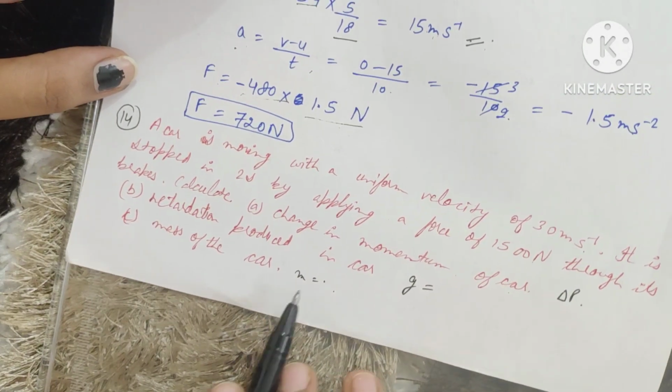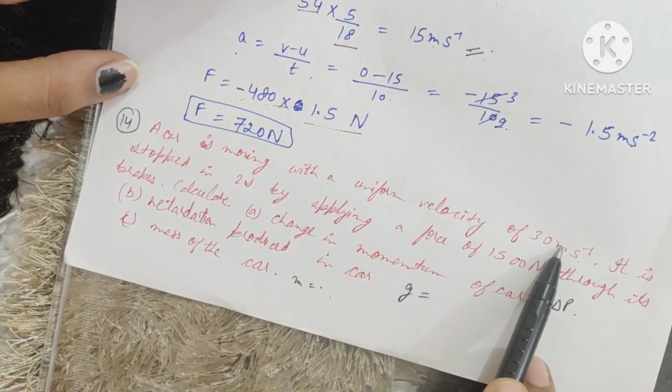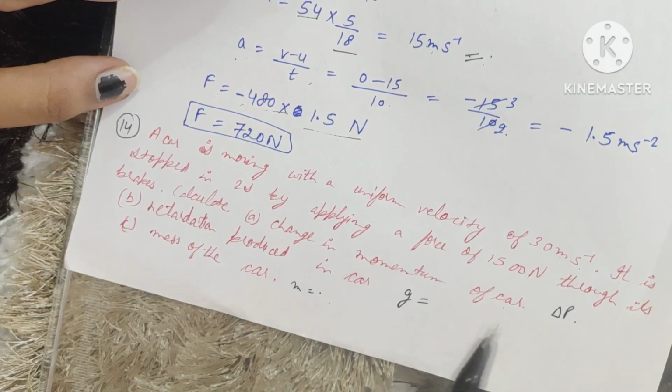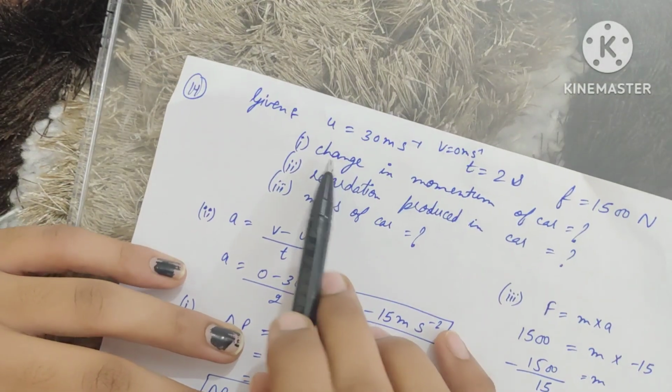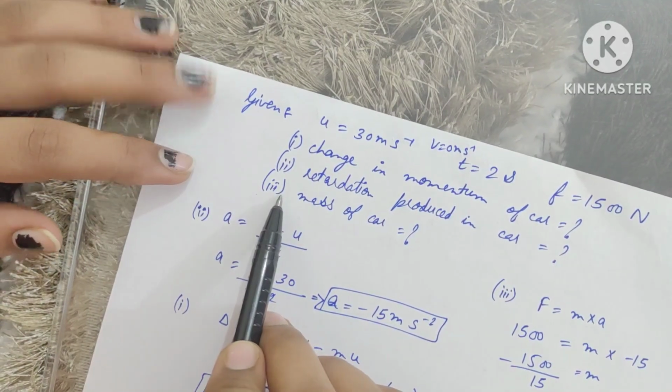So firstly, note down all the things which are given in the statement. One is the uniform velocity, meaning the initial velocity, the final velocity, time taken, and the force applied. These things are given to us. Delta P, a, and m we have to find out. So I just note down all the things which are given in the statement. These are the 3 different questions which we have to find out in this.